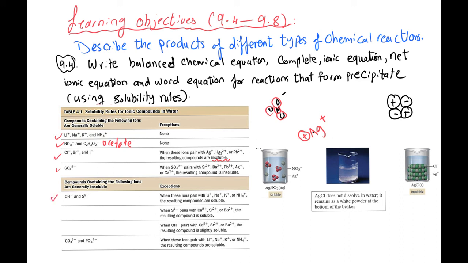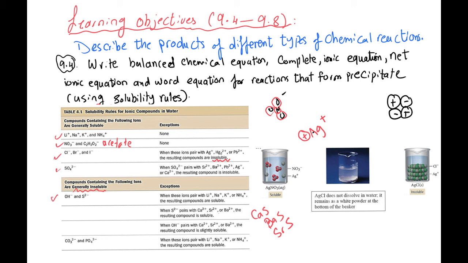Here, hydroxide and sulfide are generally insoluble. Exception: lithium, sodium, potassium, and ammonium, because we have said here that all lithium, sodium, potassium, and ammonium salts are soluble. So if I have lithium hydroxide, it will be soluble, or sulfide. When sulfide pairs with calcium, strontium, barium, they also form insoluble salts. So calcium sulfide, barium sulfide, or strontium sulfide are all insoluble.